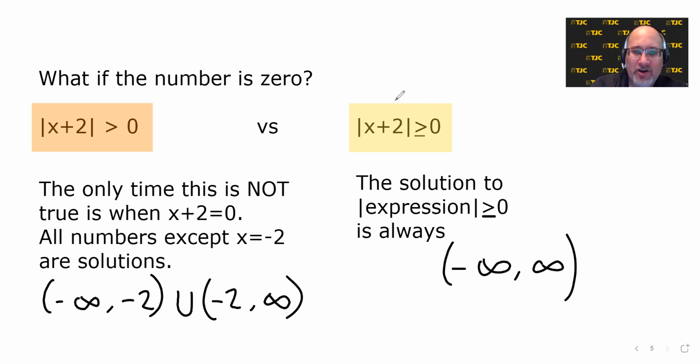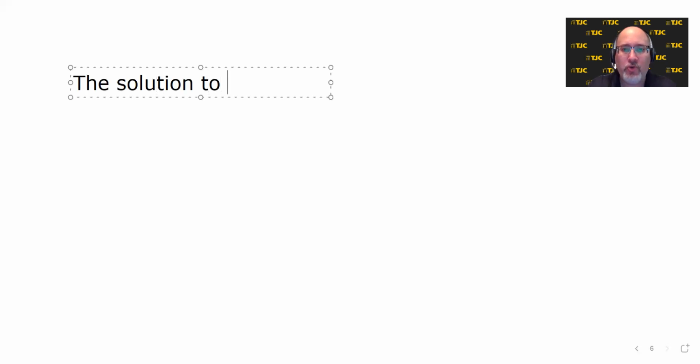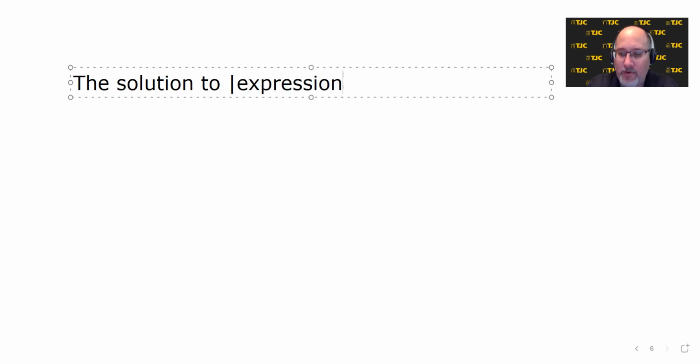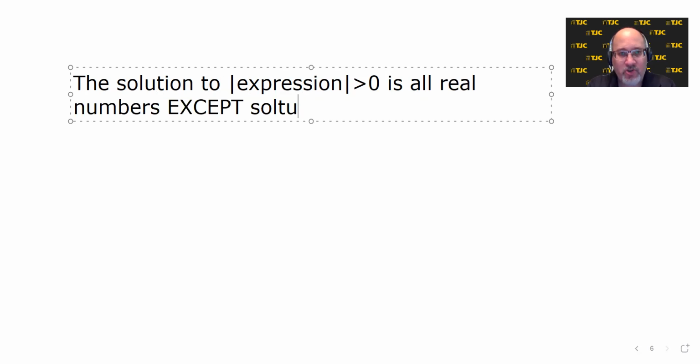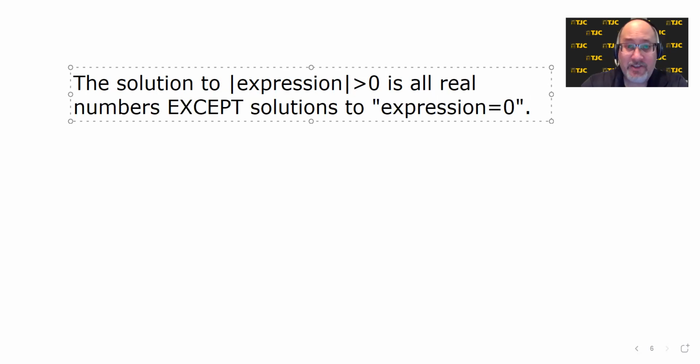Now, if we wanted to generalize this, we could say something like the following. The solution to the absolute value of an expression is greater than 0 is all real numbers except solutions to expression equals 0, since the inequality does not allow it to be equal to 0.